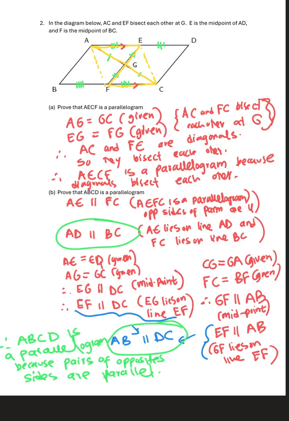If you can show that one pair of opposite sides are equal and parallel, you can conclude that it is a parallelogram. Or if you can show that both pairs of opposite sides are equal, even if you don't show that they are parallel, you can conclude that it is a parallelogram. Or if you show that pairs of opposite sides are parallel, then you can conclude that it is a parallelogram.